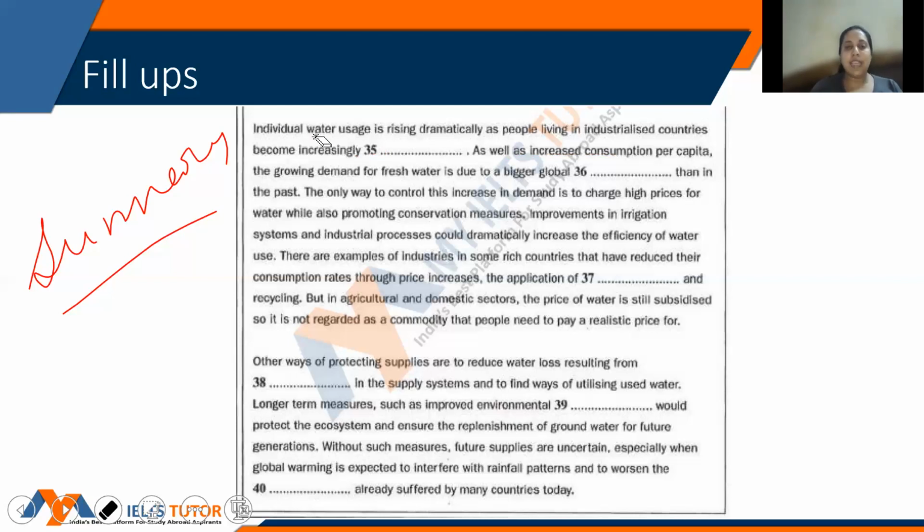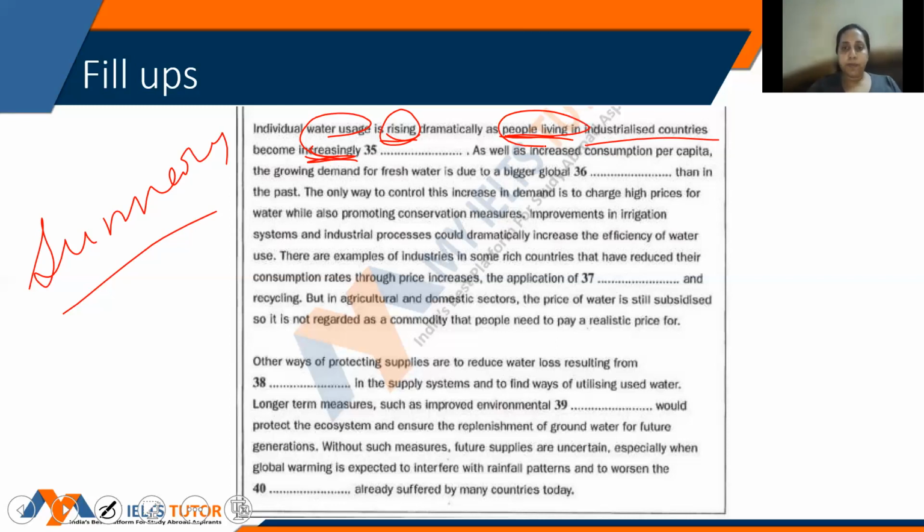Individual water usage is rising dramatically. Now, where they are talking about the rising of water usage: people living in industrialized countries become increasingly what? What are people becoming? That will be the answer. For rising, increasing water consumption, people living in industrialized nations, what are they becoming?